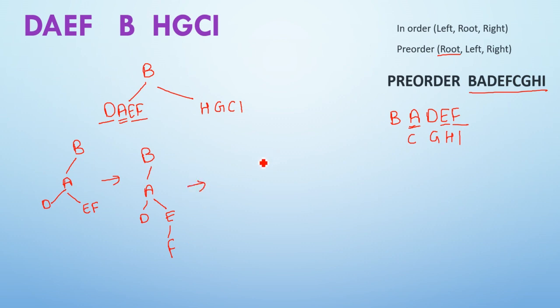Now let's go to the right part. Similar process for right. Let me just write down the left part. Like how we found for the left, we have to find for the right. So we have to find which will be the immediate right child. So from this C, G, H, I, we know that C would be the immediate right. So I write down C here, and everything towards the left of C would be the left child, and everything towards the right of C would be the right child. So H, G and I.